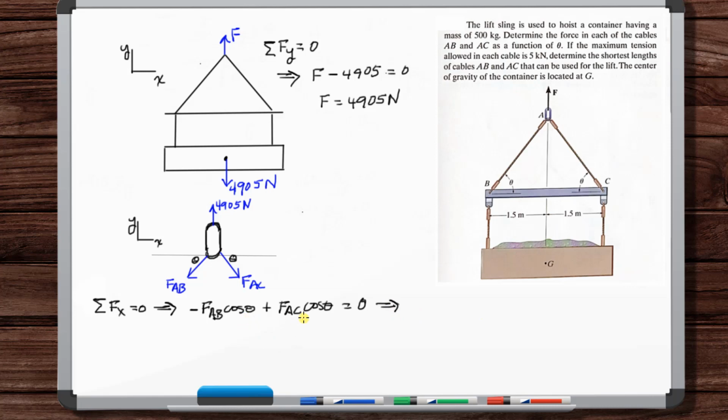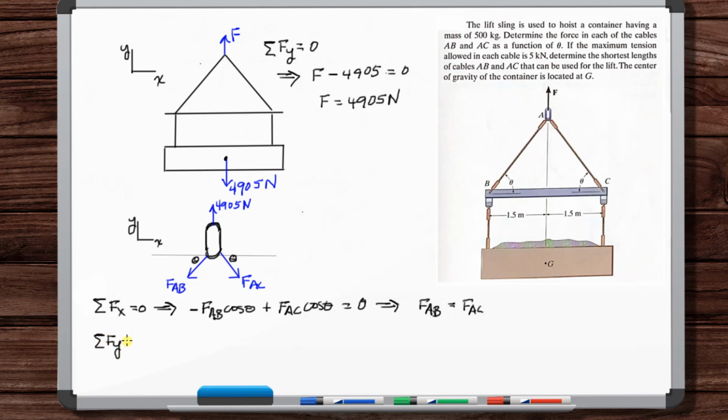Well, the cosines of theta cancel, and so what we're left with is that FAB is equal to FAC, and I think that you intuitively see that that's the case. The tensions in the cables are going to be the same. This problem is symmetric, but we've just shown that officially here. Okay.